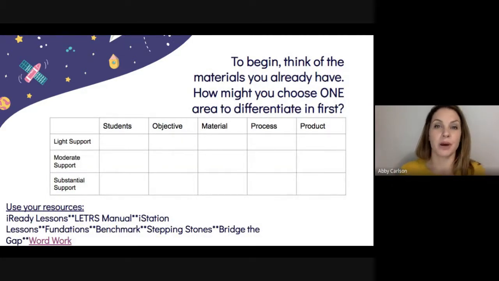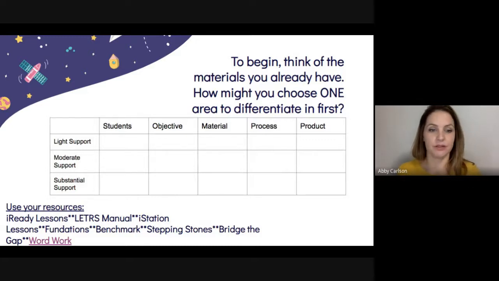So thinking about this chart, think of the materials you already have. How might you choose one area to differentiate in first? Maybe you're differentiating for the objective, the material, the process, or the product. What are you expecting students to produce? Maybe that is differentiating. As long as you're aware of what you are differentiating based off of, I think that's putting you further along the path of really differentiating instruction in your classroom.